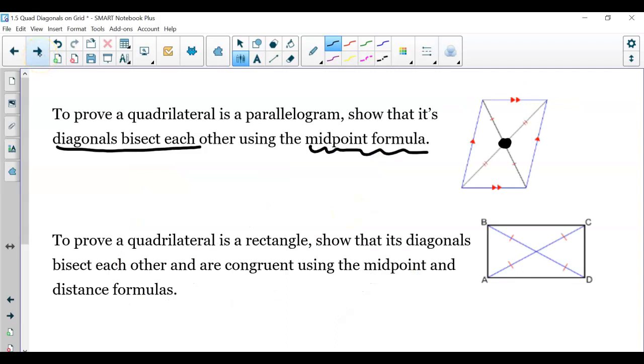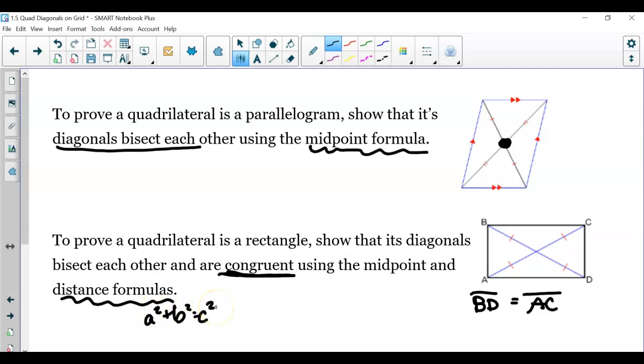So then moving forward and building on that, if you have the rectangle, of course, we still have the bisecting, but now keep in mind that the diagonals are also congruent to each other. So if the diagonals are congruent, like BD is equal to AC, how are we going to find that the lengths are the same? Using the distance formula or the Pythagorean theorem: a squared plus b squared is equal to c squared.